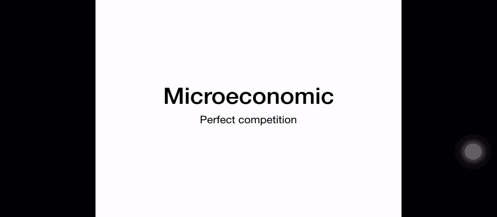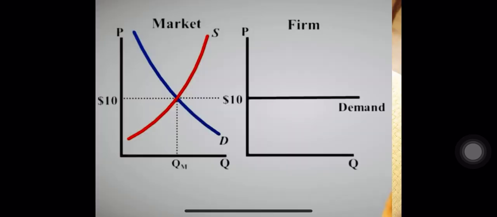Hi everyone. This presentation or video is on perfectly competitive markets. Okay, so let's start. The very first thing that you need to know with perfectly competitive markets is that this particular market structure has two main graphs. First is the market graph and the firm graph.